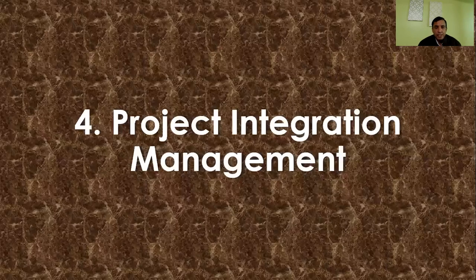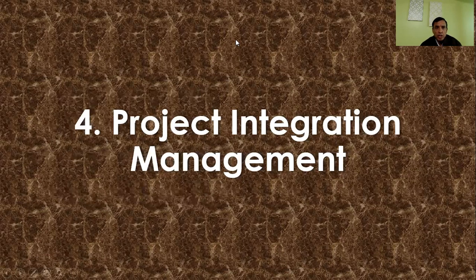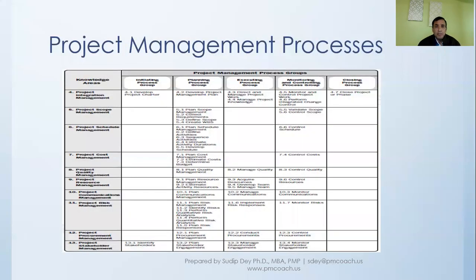As I said, this is chapter 4 in the PMBOK guide, which is project integration management. If you're not able to hear me, just send me a chat and I'll have a look at what the problem is. So project integration management, the best way to look at it is through our process management table.